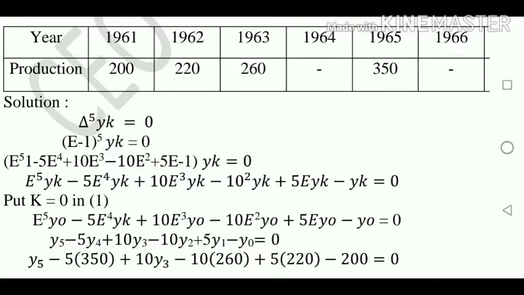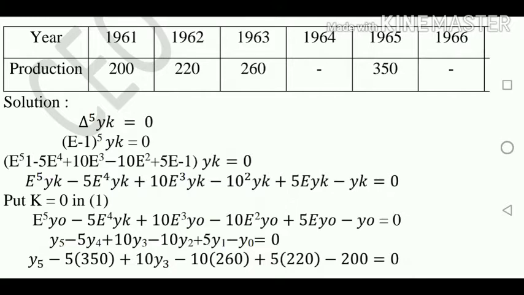Here we know only 4 terms. Therefore, y4 equal to 350. Then y3 we don't know. Then y2 equal to 260, y1 equal to 220 and y0 equal to 200. y3 is missing.